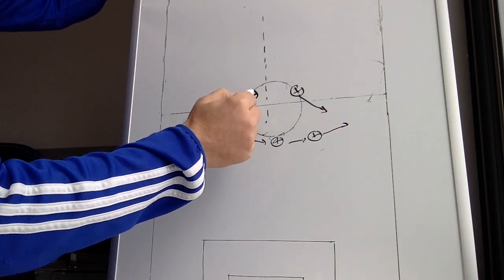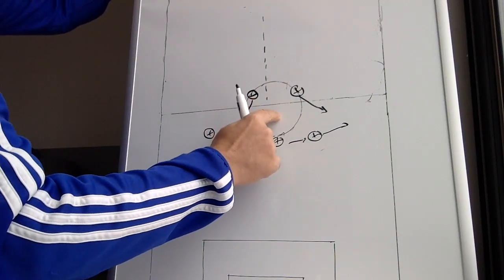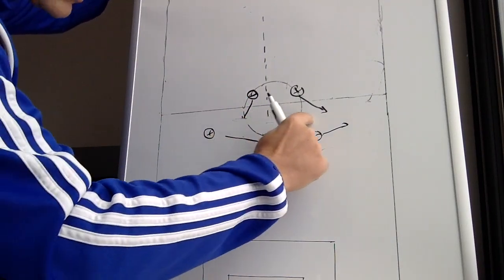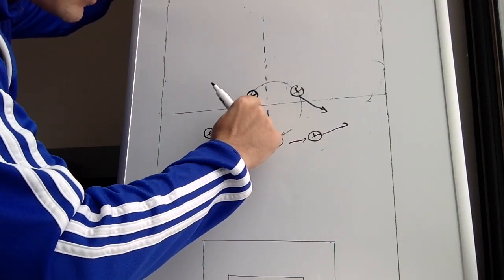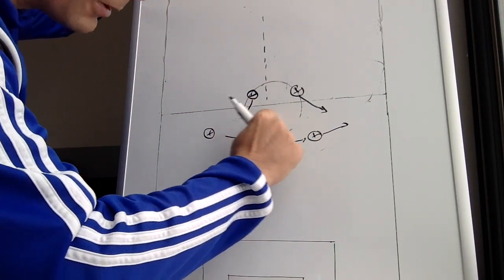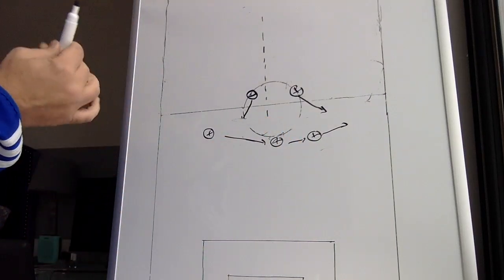Very important for me that I just don't have one player here running back and forth. It becomes very predictable if the number 6 is the only one who's going to receive the ball from here.